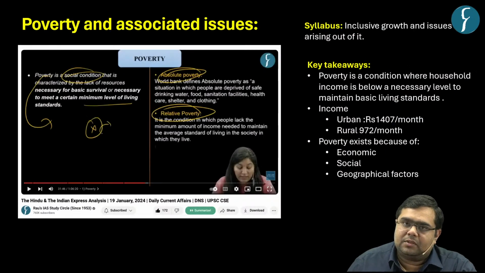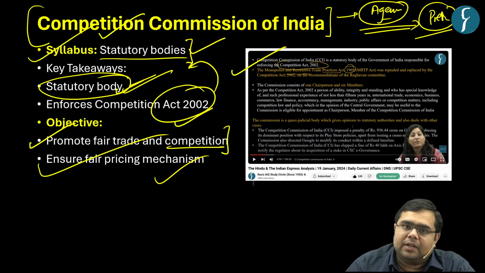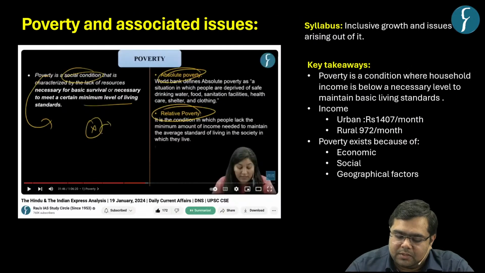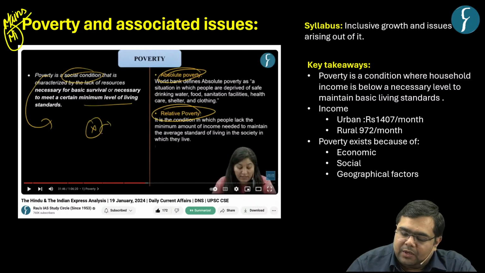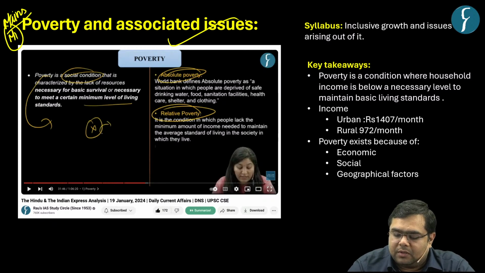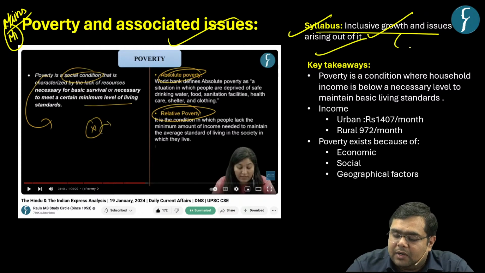Moving on, there were two more topics for the prelims stage, but these were of factual nature, so I have skipped those topics. If you want to see those topics in detail, you can obviously go back and watch them. Here I have taken certain topics which have a conceptual element involved. Then from the perspective of mains examinations, we have undertaken the issue of poverty and associated issues, right? What is the syllabus mapping of this aspect? The syllabus mapping is with respect to the concept of inclusive growth and issues arising out of it under the head of general studies paper 3, right?